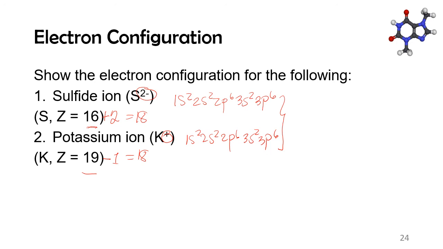When this happens, we can say that these two ions are isoelectronic with each other. The number of electrons of these two ions are also the same as that of argon, which has an atomic number of 18. So all of these three species are isoelectronic with each other.